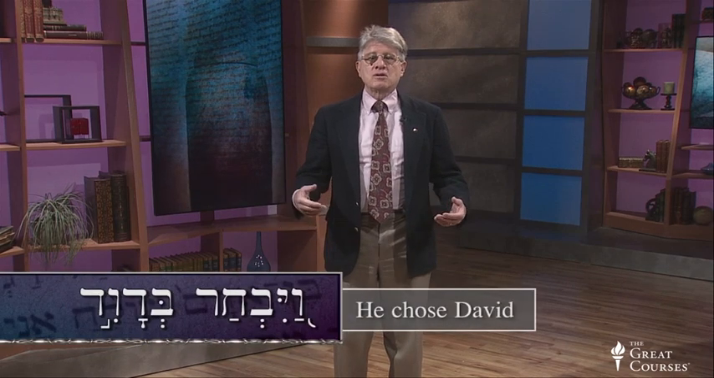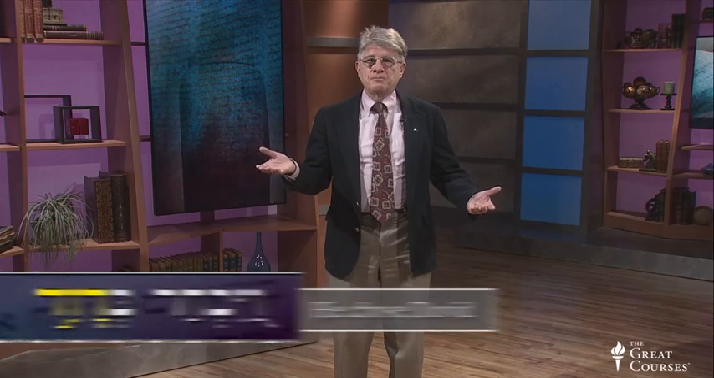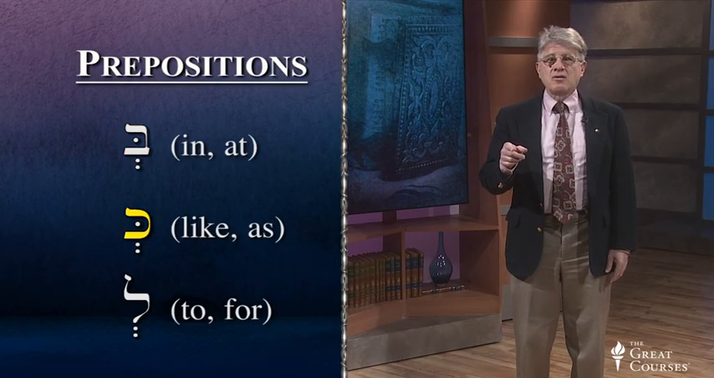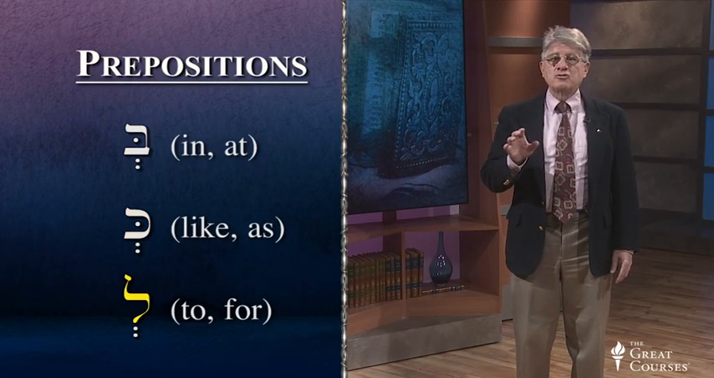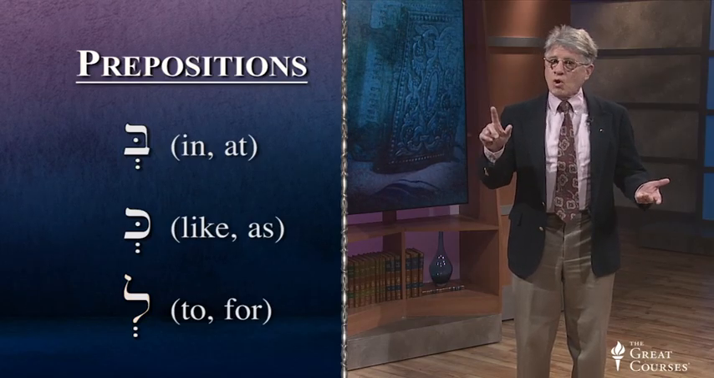For example, in English, we choose a thing, direct object, but in Hebrew you choose bachar be something. Psalm 78:70, he chose David, vayivchar be David. So remember the common meanings for these three prepositions: be, in or at, k, like or as, l, to or for, but be prepared to be flexible. Always a good idea when you're learning a language.